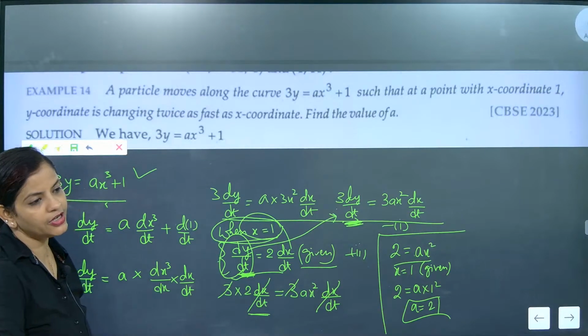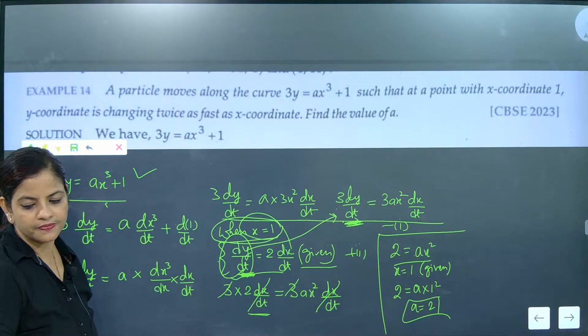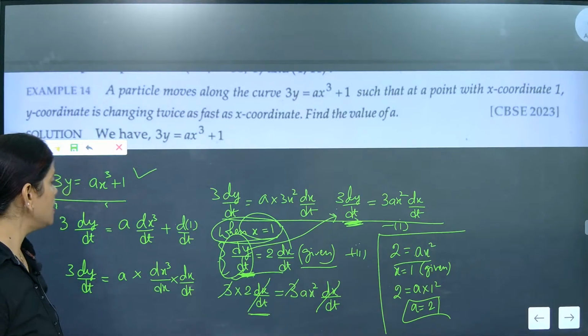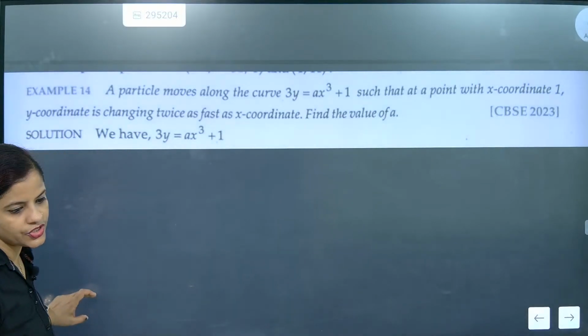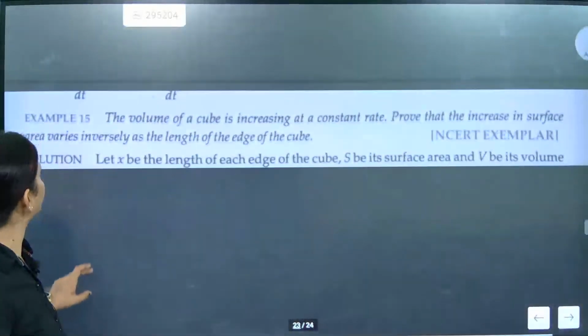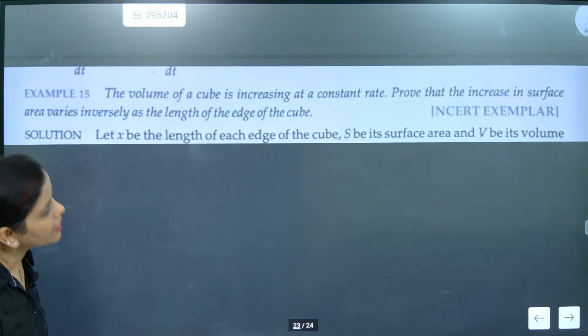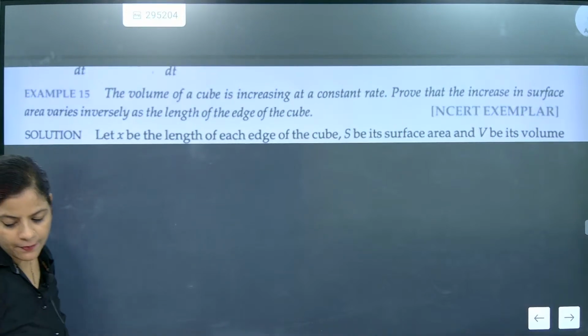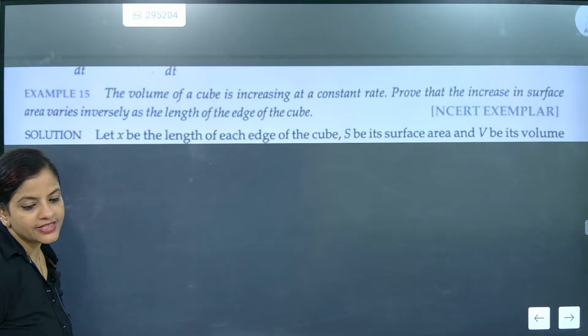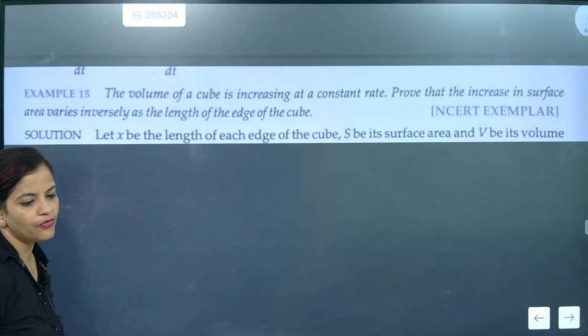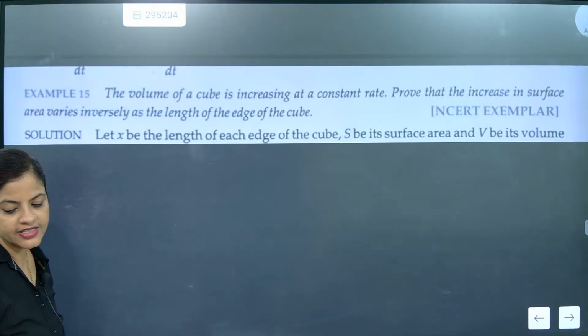I hope everybody understood this question. Done na beta? Done. Now we will go for the next question. This is an NCERT exemplar question, beta. Shall we go for it? Shall we go for the NCERT exemplar question, children?